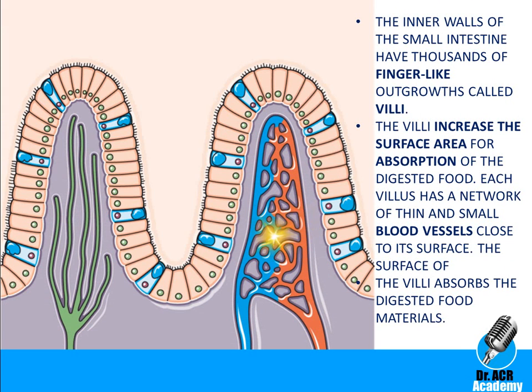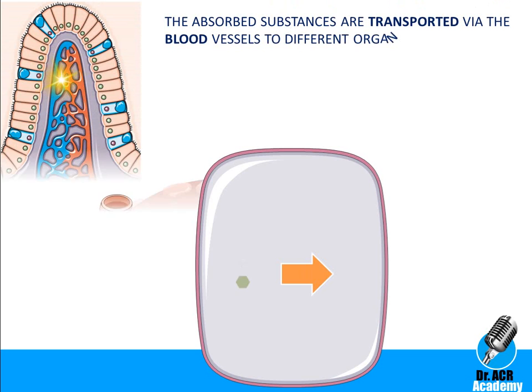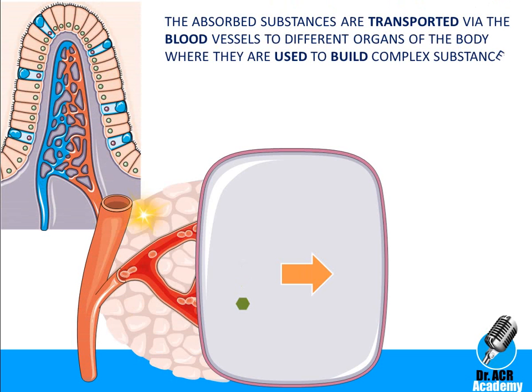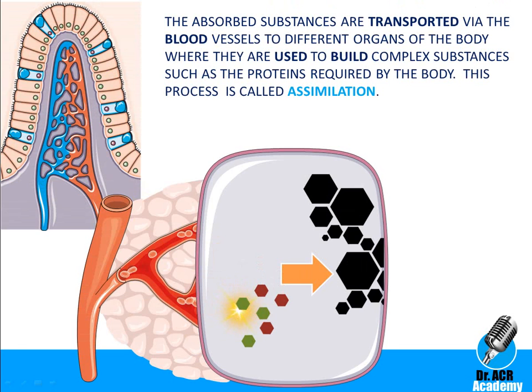Each villus has a network of thin and small blood vessels close to its surface. The surface of the villi absorbs the digested food materials. The absorbed substances are transported via the blood vessels to different organs of the body, where they are used to build complex substances such as proteins required by the body, and this process is called assimilation.